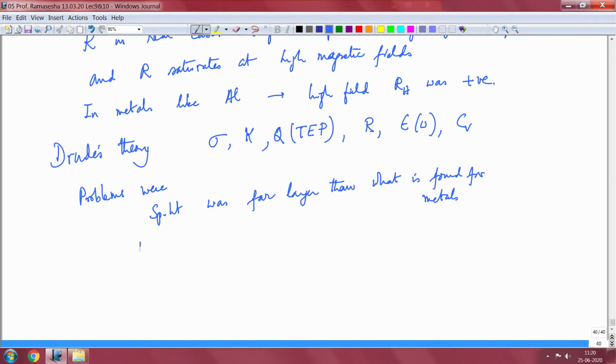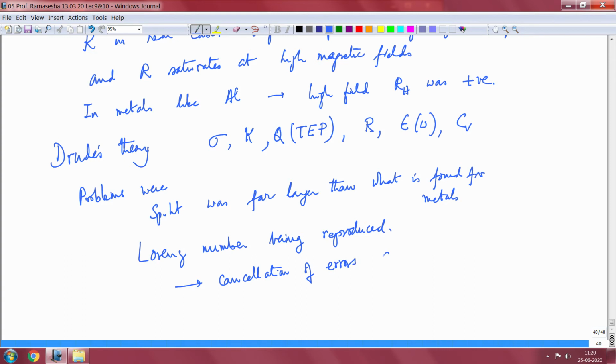The success, which was that the Lorentz number being reproduced, was because of cancellation of errors. C_V about 100 times larger, and v squared about 100 times smaller than in real metals, in real situations.